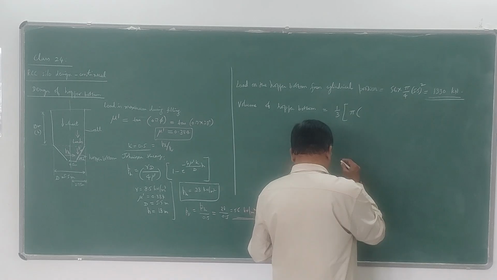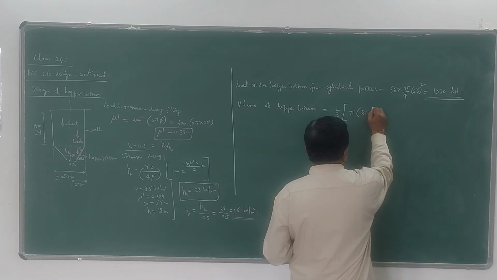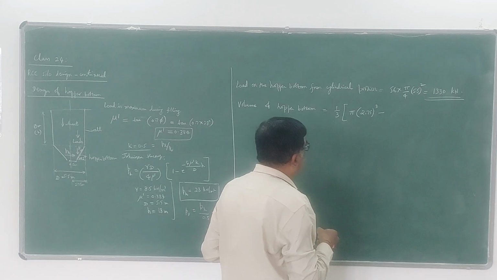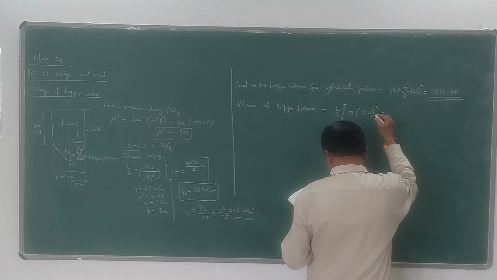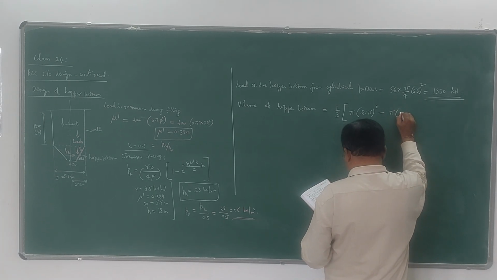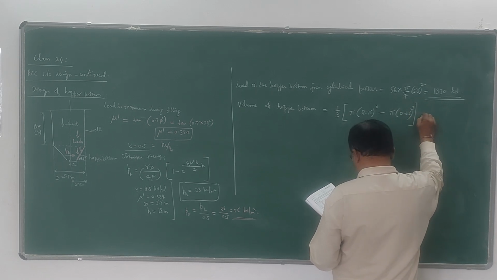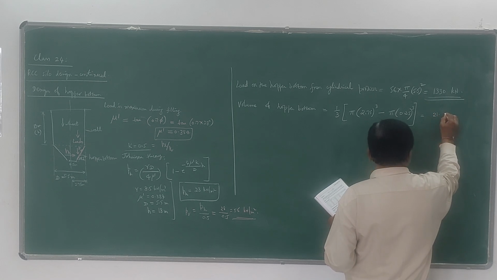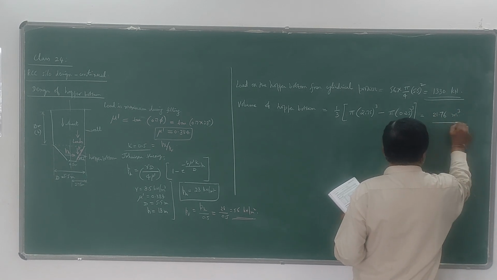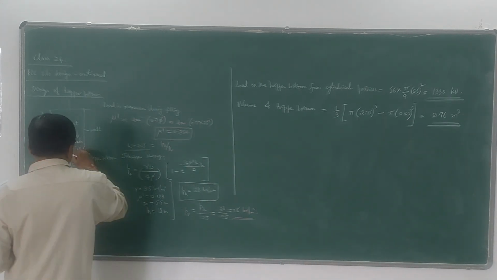So here it now becomes pi into 2.75 cube. This is the formula for the volume of a cone. Pi into 2.75 whole cube minus pi times half of that, which will be 0.25 whole cube. If you simplify this, you will get 21.76 meter cube. So this becomes the volume of this upper bottom portion, one side portion.